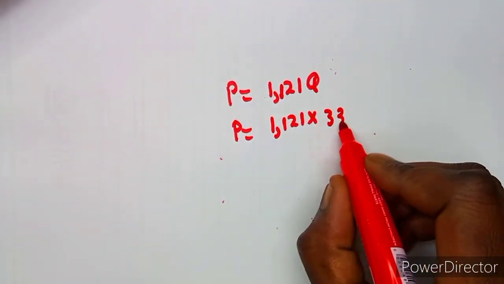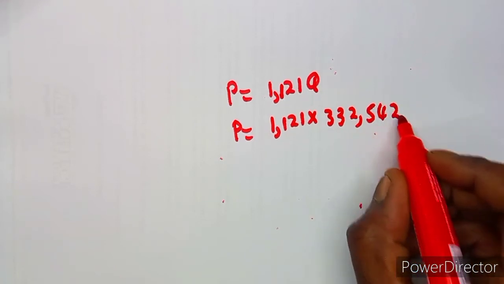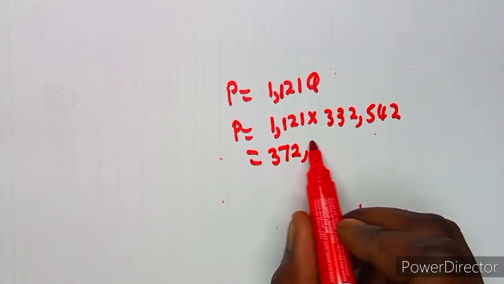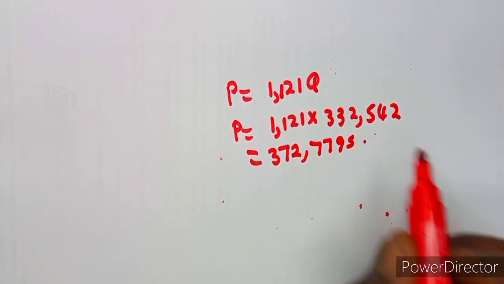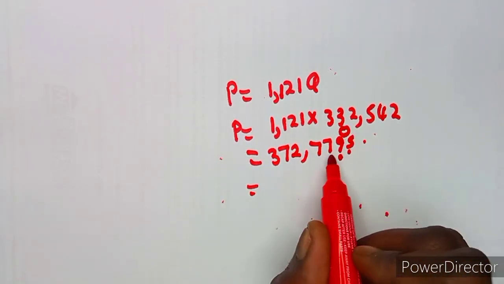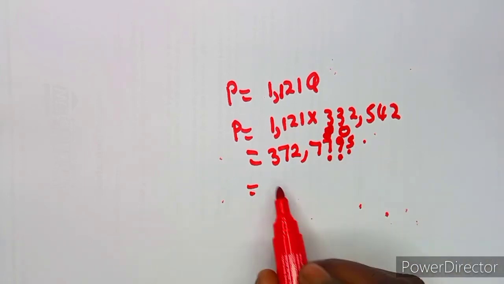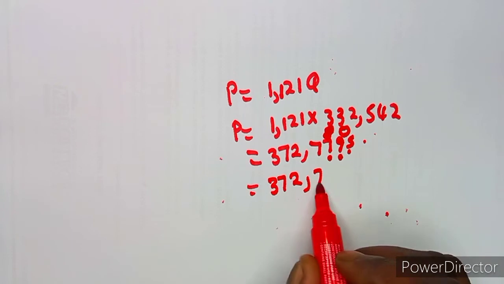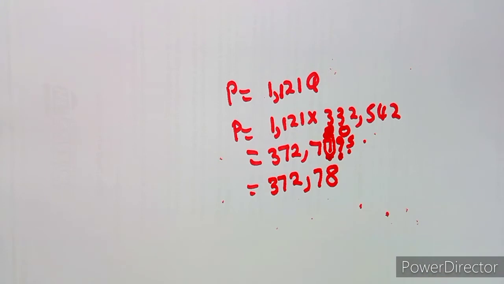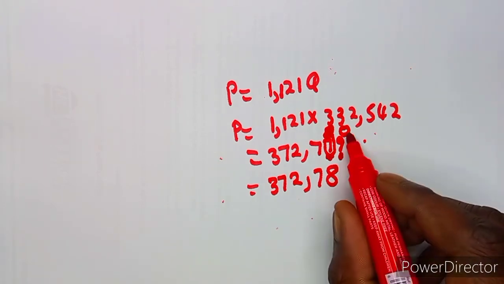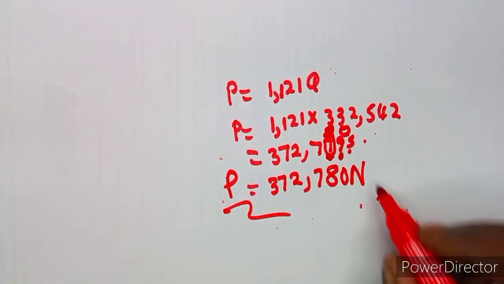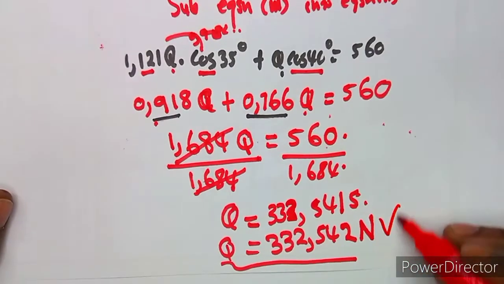This is 332,542. If you multiply these two, you're going to obtain 372,7795, something like that. If you round off to 3 decimal places, this is going to change into a 10. It adds 1 and gives an 8, so it's going to be 372,78. So this is going to change into 8 because it will be 10 and gives a 1 there. That will be 8, and this is now a 0 there. You can write this 0, or you can just leave it like that. So that is the value of P, and this is the value of Q.